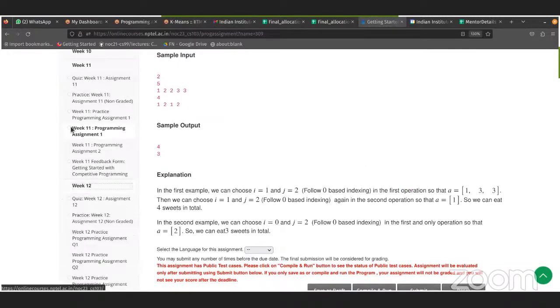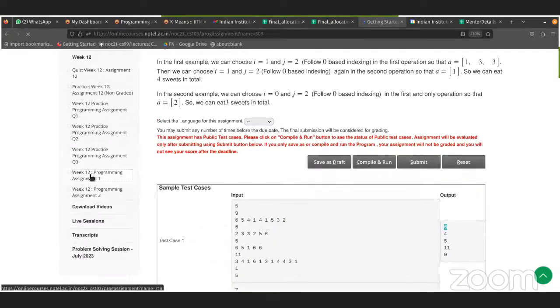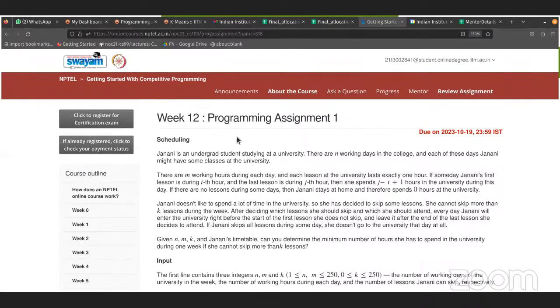So let me also explain the week 12 programming assignment. It goes like this. Janani is an undergrad student studying in a university. There are n working days in the college, and on each of these days Janani might have some classes at the university. There are m working hours during each day, and each lesson lasts exactly 1 hour. So basically 1 period or something.